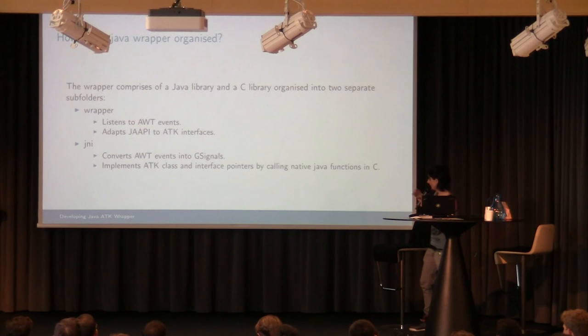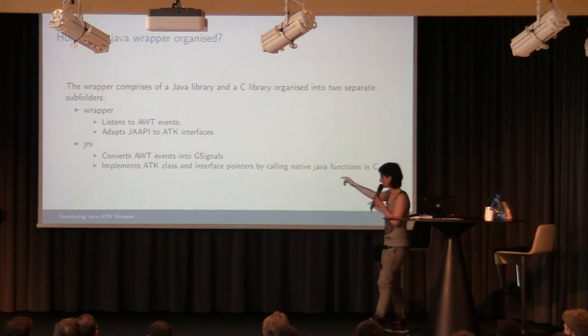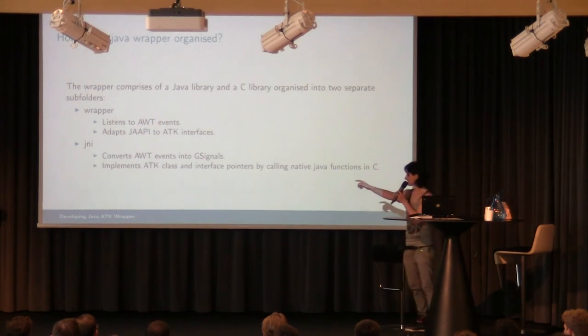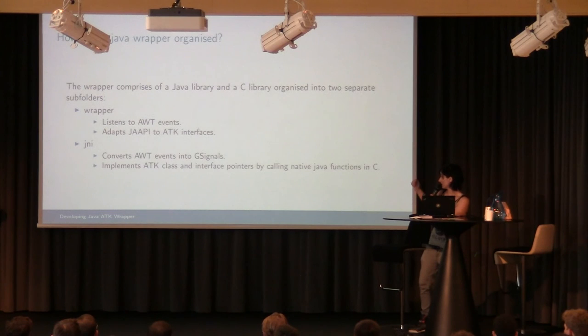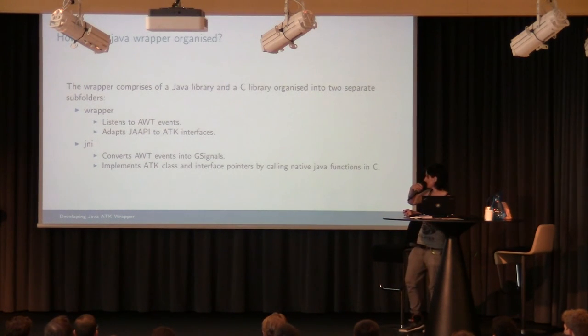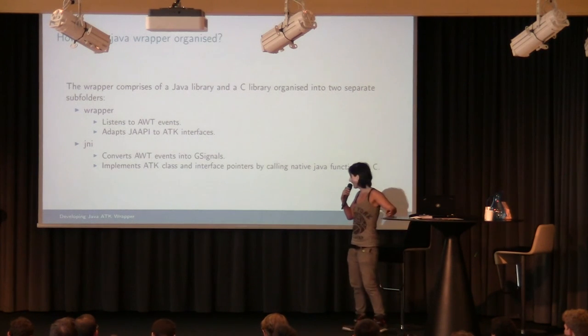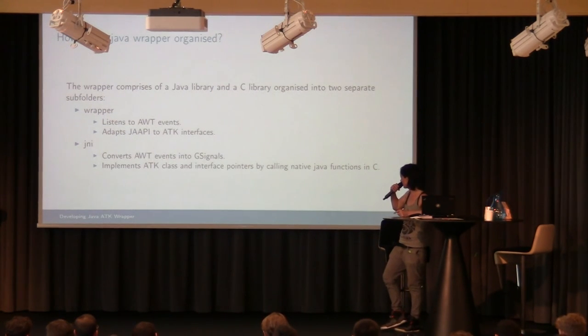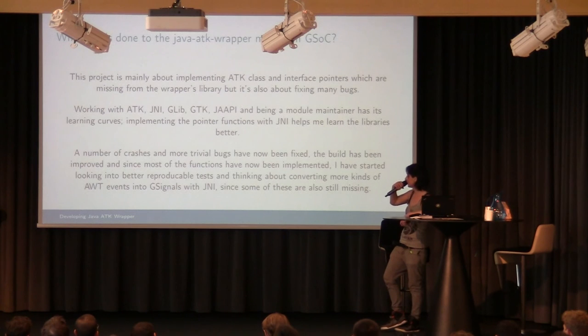So, just an outline of it. It's organized as a Java library and a C library in two separate subfolders. You've got the wrapper, which listens to AWT events and then adapts the Java accessibility API to ATK interfaces, and then you've got JNI, which is written in C. It converts AWT events to GSignals and implements ATK class and interface pointers by calling the native functions in C. So essentially, it calls Java functions from C with JNI.